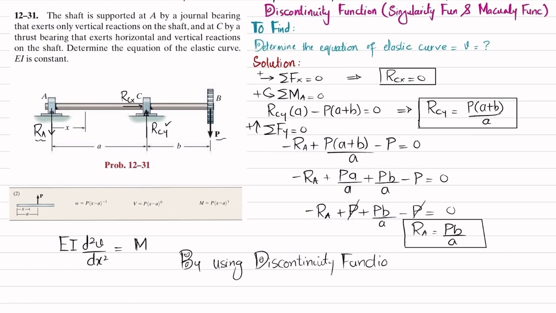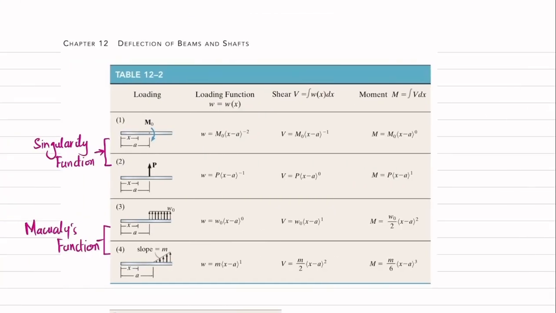A single moment function will be generated by using the discontinuity function. So we will use the singularity function, because the singularity function only covers the point loads and moments. This is the table that is available in chapter number 12, deflection of beams and shafts. So these are the loadings.